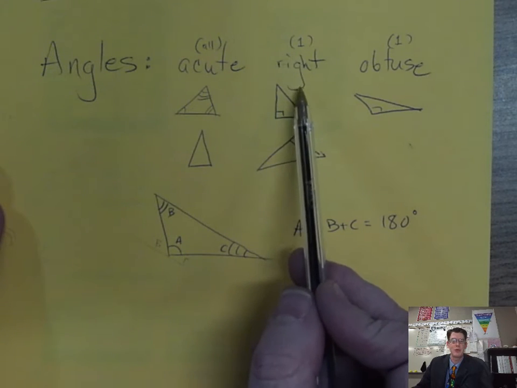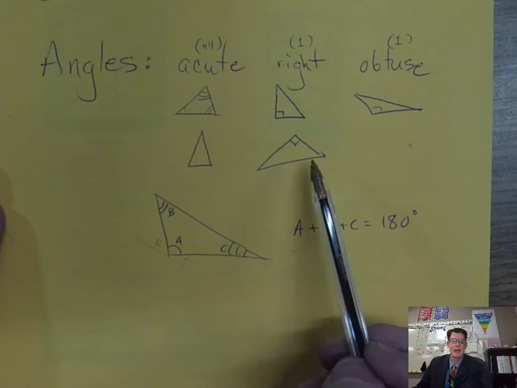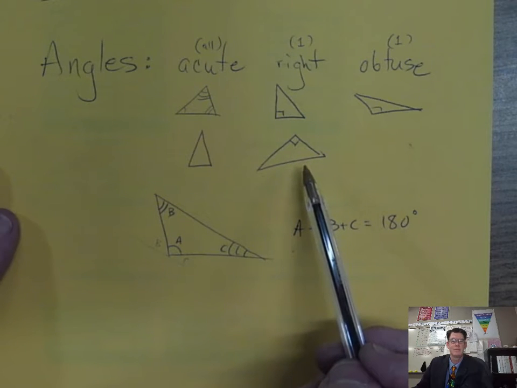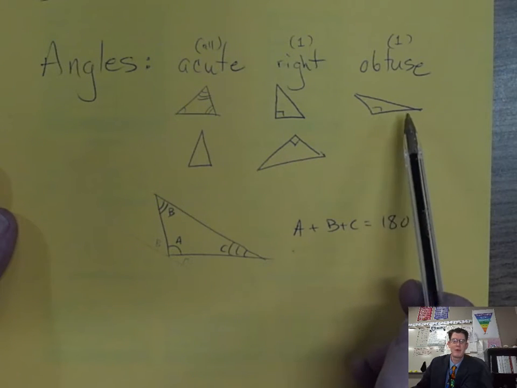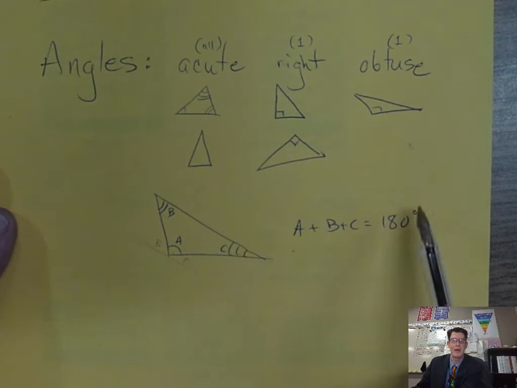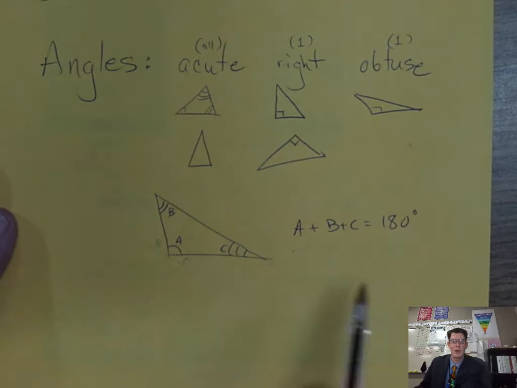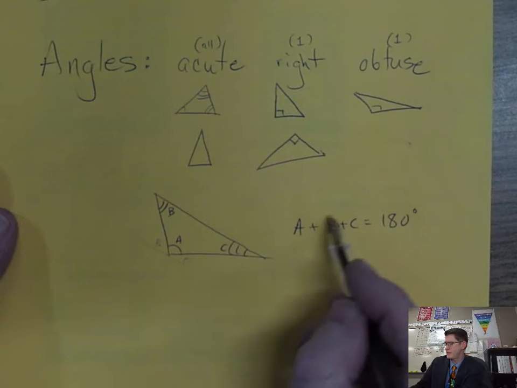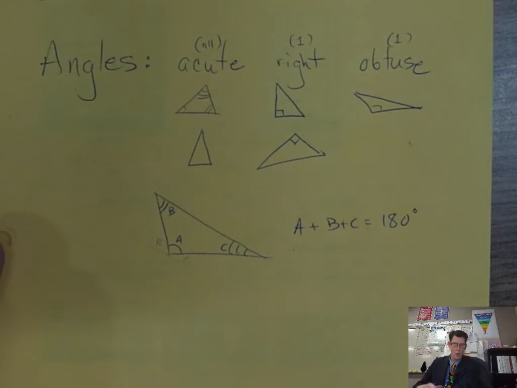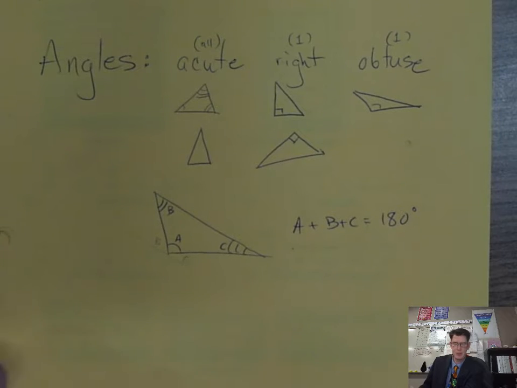So that's why you can't have two right angles in a triangle. Both lines would be shooting straight up, and it wouldn't make a triangle. Same thing with obtuse. If two of the angles are more than 90, then that messes up the 180. So all the angles of a triangle always add up to 180. Just some ways to classify angles.